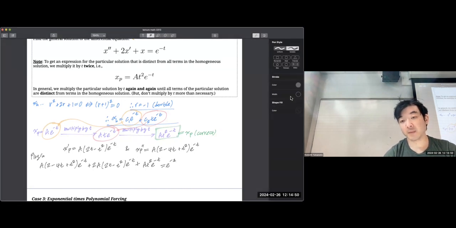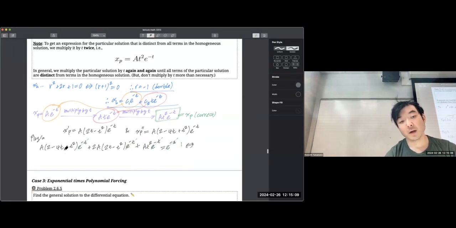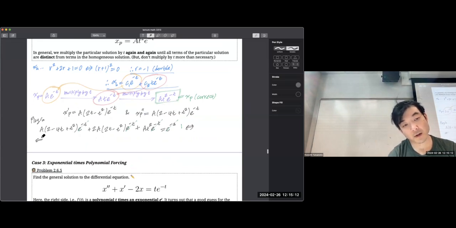All of these terms that are being added together have an e to the negative t in them, so you can just divide everything by e to the negative t. So this goes away, this goes away, this goes away, and this goes away. Of course, this side is just going to be equal to 1 after that. And then I'm just going to multiply out the left-hand side. So it's going to become 2a minus 4at plus at squared plus 4at minus 2at squared plus at squared is equal to 1.